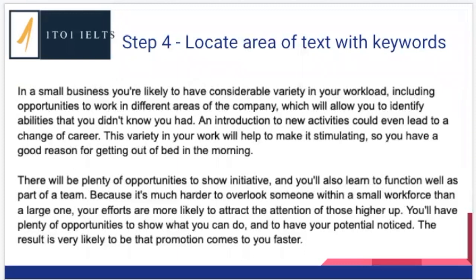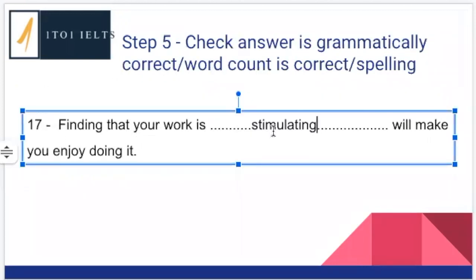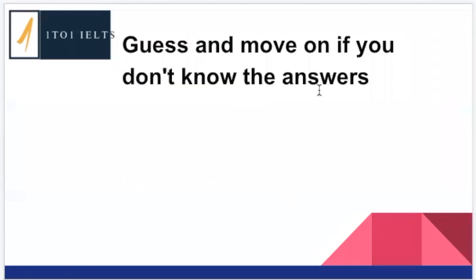Let's go with stimulating and try and put it into our answer. Finding that your work is stimulating will make you enjoy doing it. Okay, this makes grammatical sense. It's one word and the spelling is correct. Excellent. We know, therefore, this is the correct answer. Let's move on. If we didn't know any of our answers, we would have guessed and moved on. And that is how you do sentence completion.